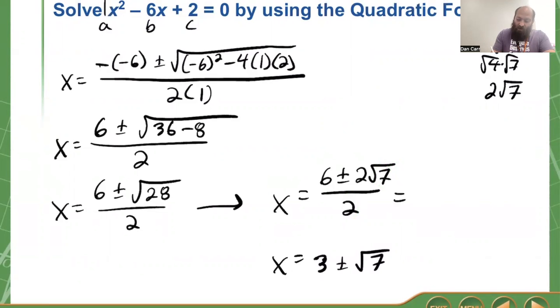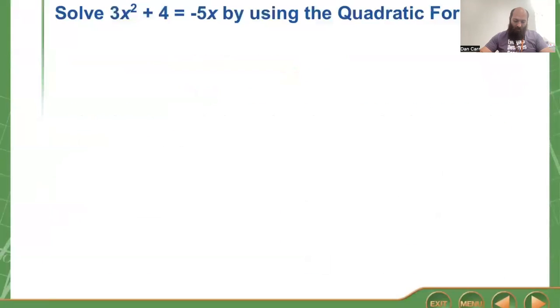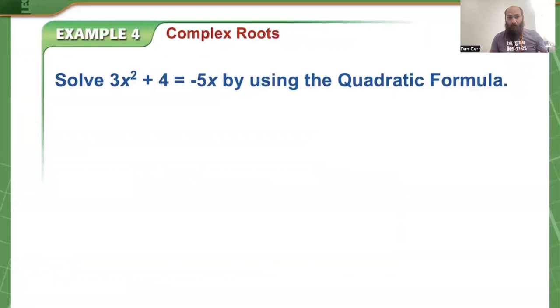If it helps to see it this way, it's the same as taking two fractions, 6 over 2 plus or minus 2 root 7 over 2. So 6 over 2 right here reduces to 3. These twos cancel to a 1, but we don't have to write it out. Root 7 just stays root 7. Remember, you cannot reduce numbers that are inside and outside. It's the 2 divided by 2 that works. Okay, I believe this is going to be our last one. Yep, last example. Complex roots.